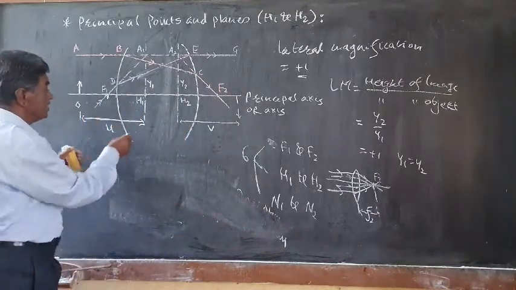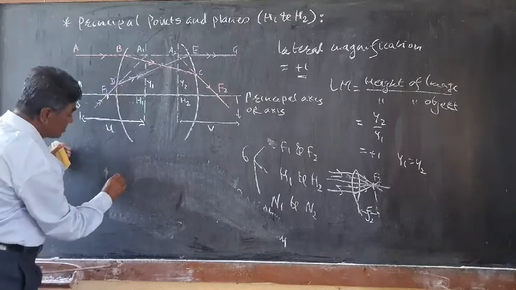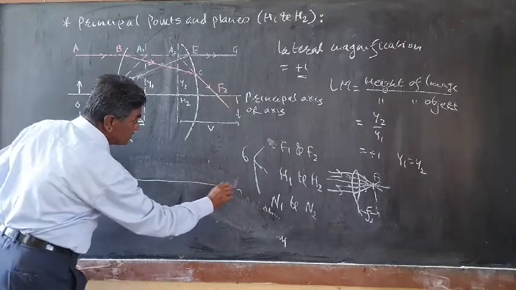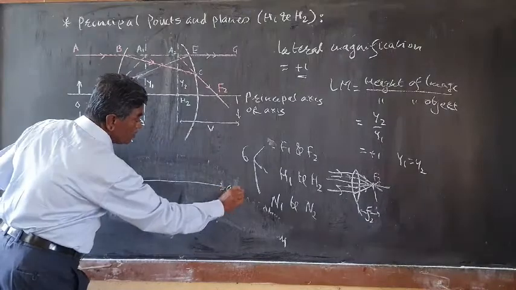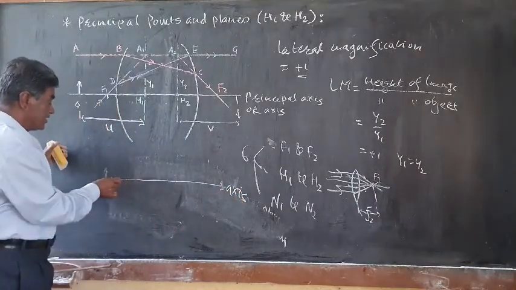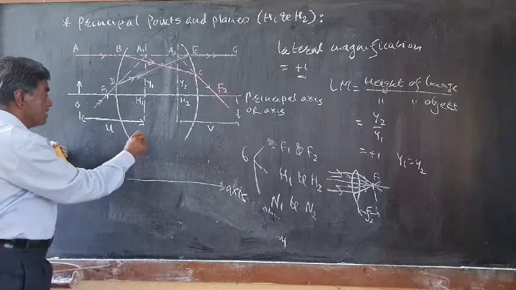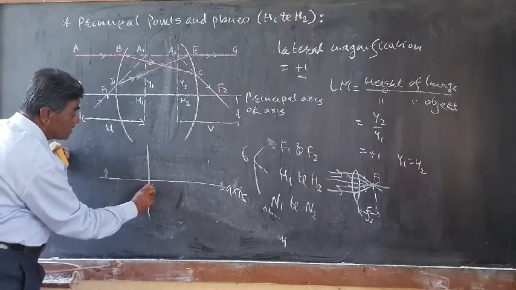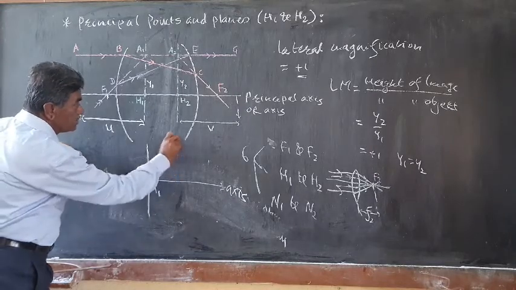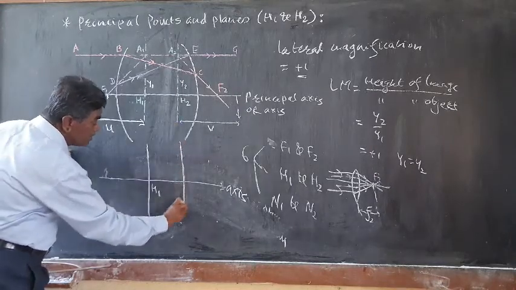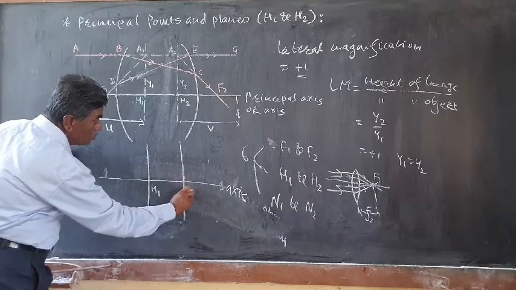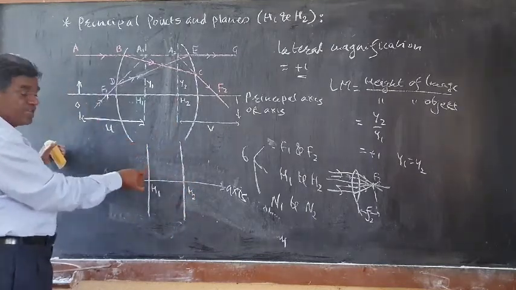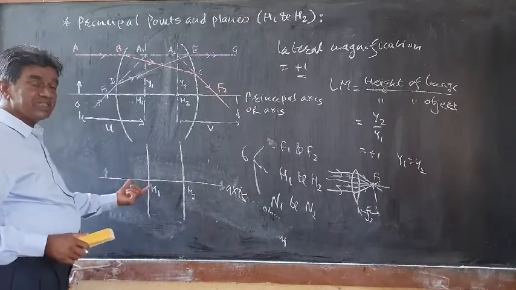Also you have to remember that the optical system can be represented by the principal points, instead of this curve. Suppose this is the principal axis, the axis which separates the optical system into two parts, and this is the principal point, represented by h1. The other is nothing but h2, represented like this. So instead of this, we can represent the optical system in this way.